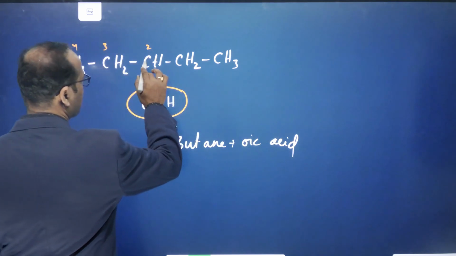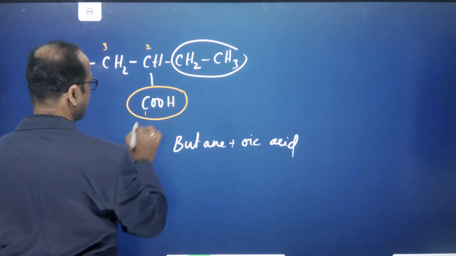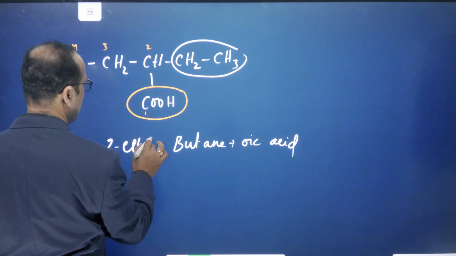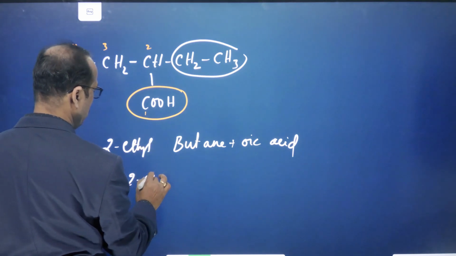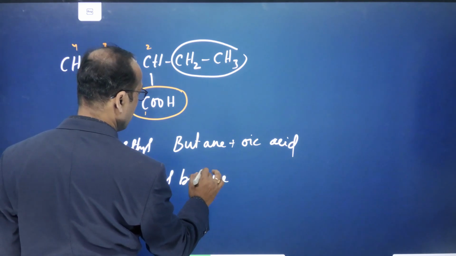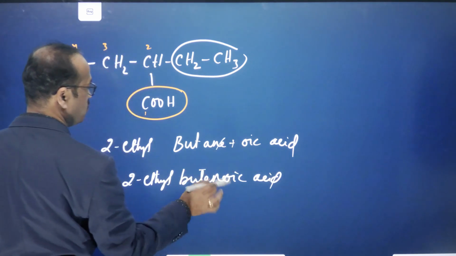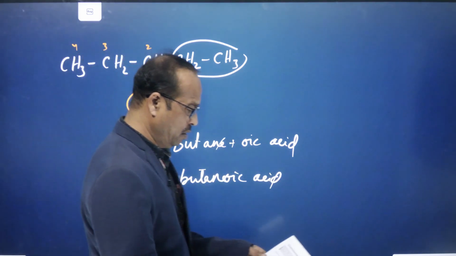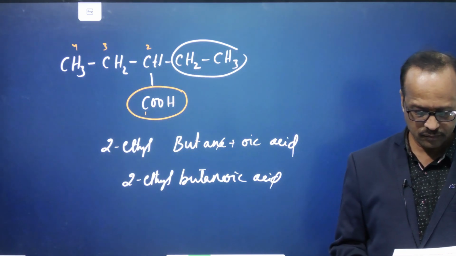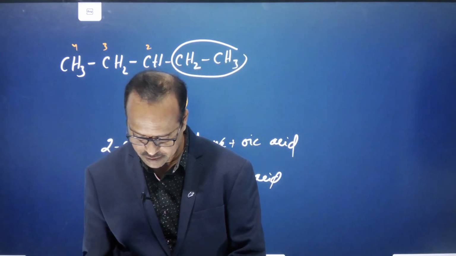But here, on the second carbon, one more chain is there. Two carbons and 5 hydrogens is called ethyl. For which carbon? Second carbon. So 2-ethyl. Now join this: 2-ethyl butane, oic acid. Cut the "e" and add oic acid. So like this, you can write the names. Practice the names like this.